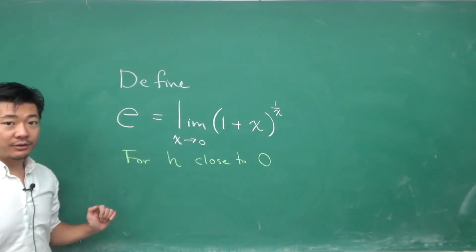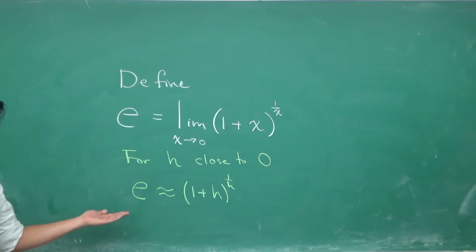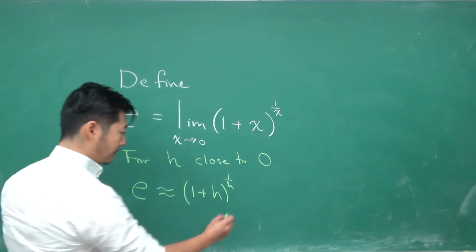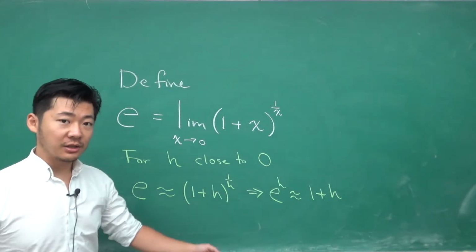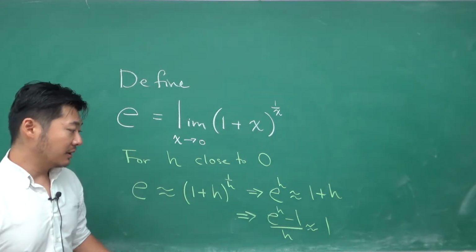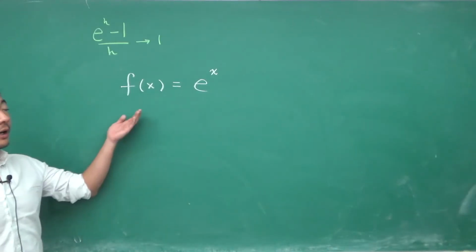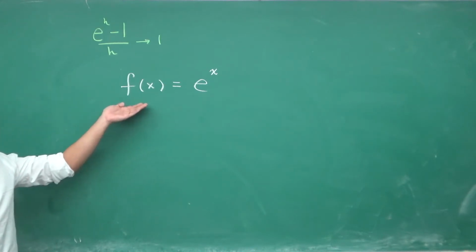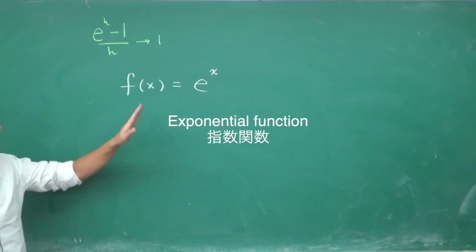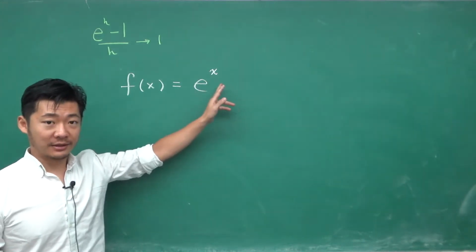Well, for h close to 0, we can say that e is roughly equal to (1 plus h) to the 1 over h, which means that e to the h is roughly 1 plus h, and so (e to the h minus 1) divided by h is approximately 1. And now let's consider the function f of x equals e to the x. This is the exponential function. So when you plug in different values of x, you exponentiate e to different values here.